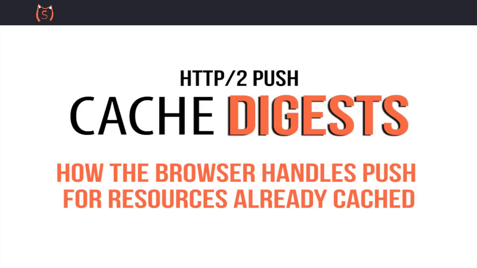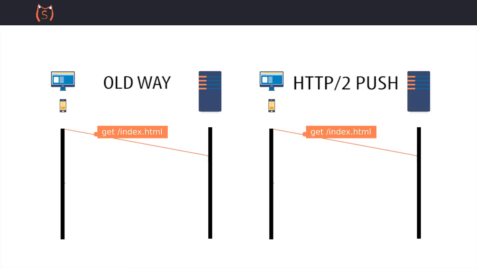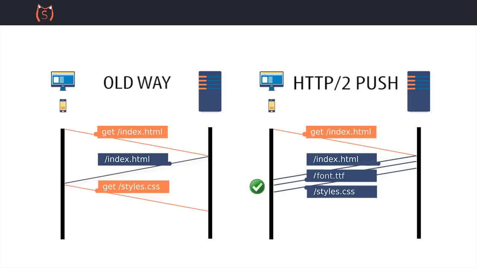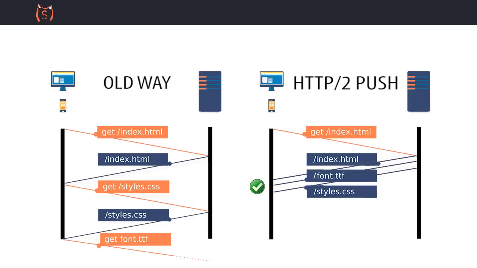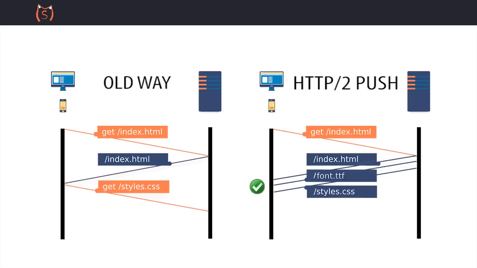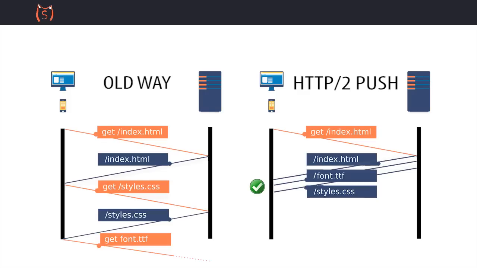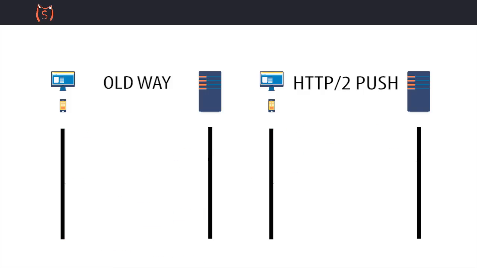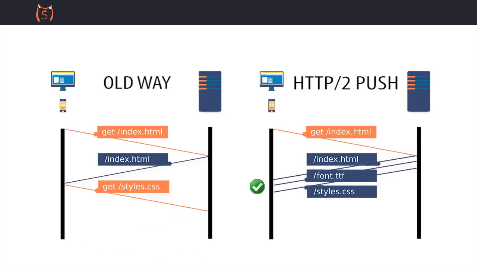Welcome to this guide, which will explain cache digests, a technique that helps make HTTP2 push even more efficient. As you may know, HTTP2 push is a feature of the new HTTP2 protocol that was introduced last year to help make the web more efficient. Push can help reduce the effects of latency when loading websites, and this is done by allowing the web server to send multiple resources to the browser before the browser gets to request them.